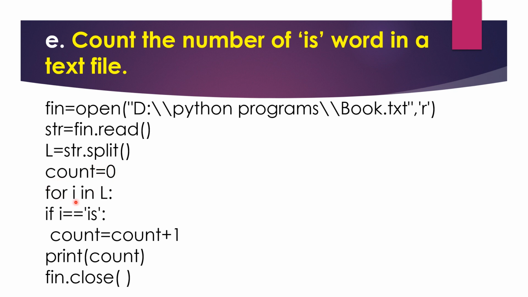Here we are using the for loop: for i in L. First the value of L will be count, since this line is split. For example, I have taken book.txt as this paragraph: count the number of "is" words in a text file. Running with this file, first the value of L will be count. So i will store the value of L, that is count. Next it will move here to the if condition. If the value of i is equal to "is", first the value of i will be count. So this is false, so again the loop will move upward and check.